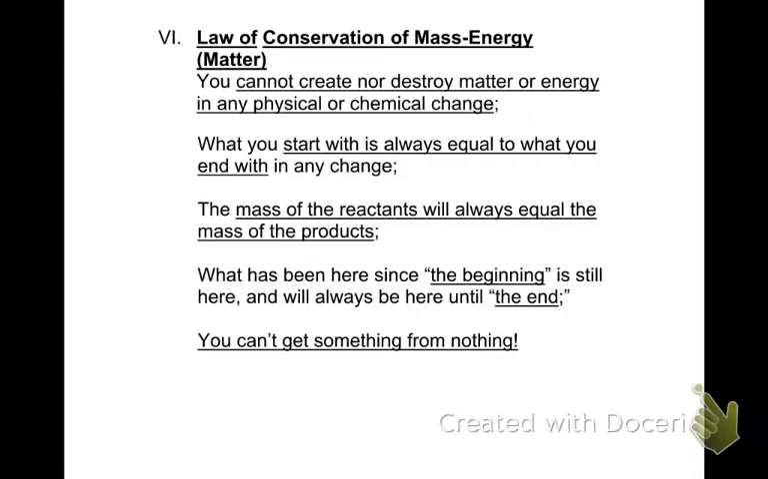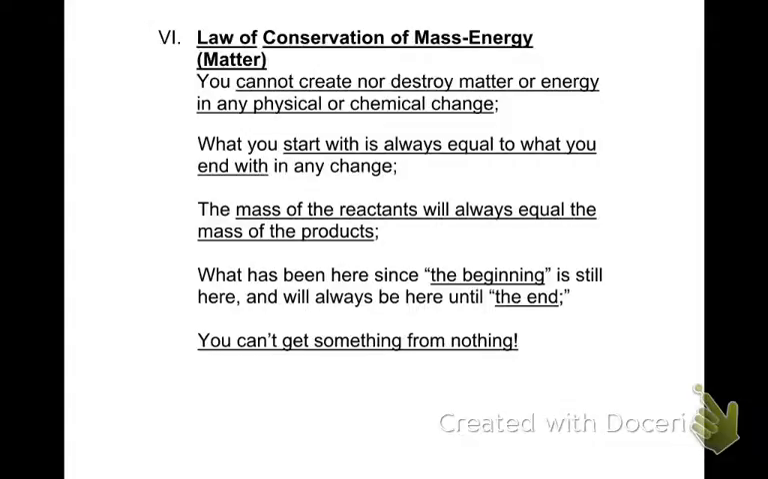Law of conservation of mass and energy. This is just me restating the same thing. We do talk about the law of conservation quite a bit. We talk about law of conservation of mass, energy, charge, momentum when you get to physics. So pretty much in life, a lot of things are conserved.